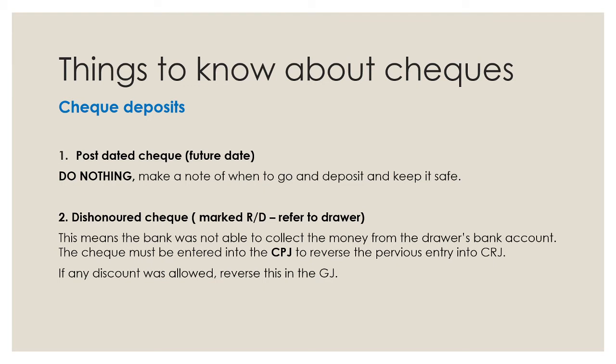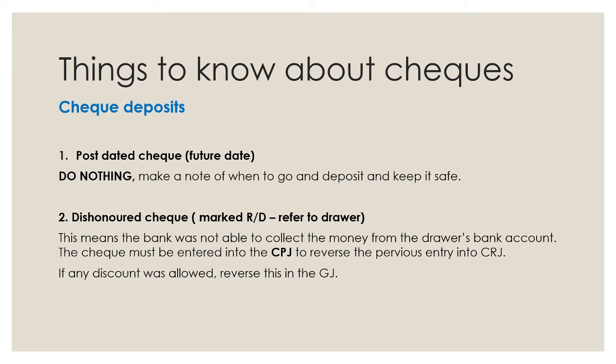Okay, so if I receive a post-dated check, so now I'm in Zayan's shoes, he just received the post-dated check. He is not going to do anything with that check. He's just going to keep it safe, and when that date comes, he will go to the bank and he will deposit it. Okay, now Zayan can also receive another type of check. This is now when your debtors come and pay you, or someone buys from your shop.